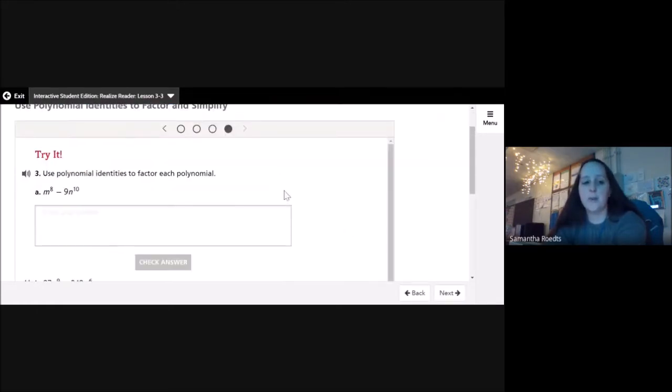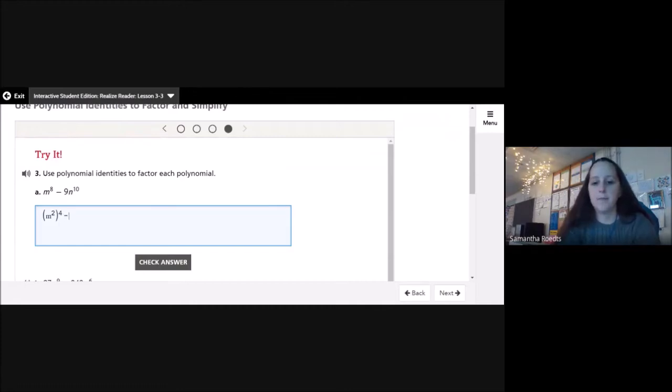All right, so let's try it out. Use polynomial identities to factor each polynomial. So I have m to the 8th power minus 9n to the 10th power. So both of these are squares. So if I have m to the 4th squared minus 3n to the 5th squared. Okay, this is the difference of two squares. So I have a squared minus b squared equals a plus b times a minus b.